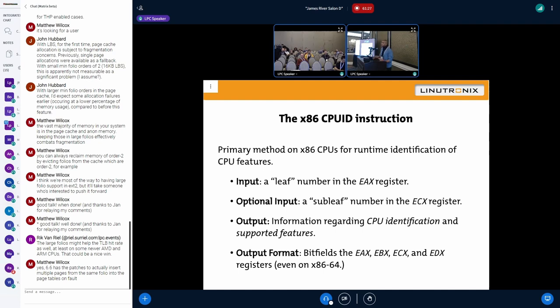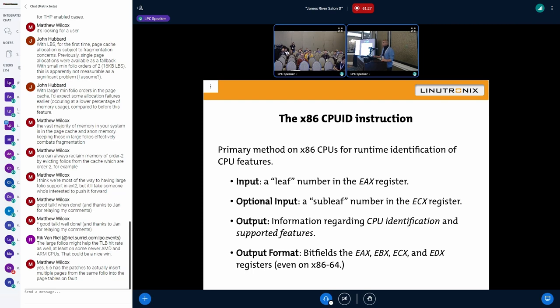So the x86 architecture provides this cpuid opcode, and it takes basically as an input a leaf, which is the main input of the instruction, and it takes something called the subleaf. And a subleaf is an optional input, and it takes it in the ECX register. So in x86, there are the common EAX, EBX, ECX, and so on registers, and the input is EAX, and the optional input ECX.